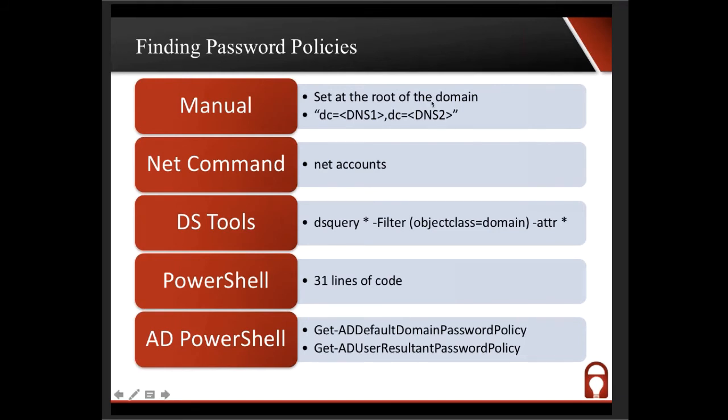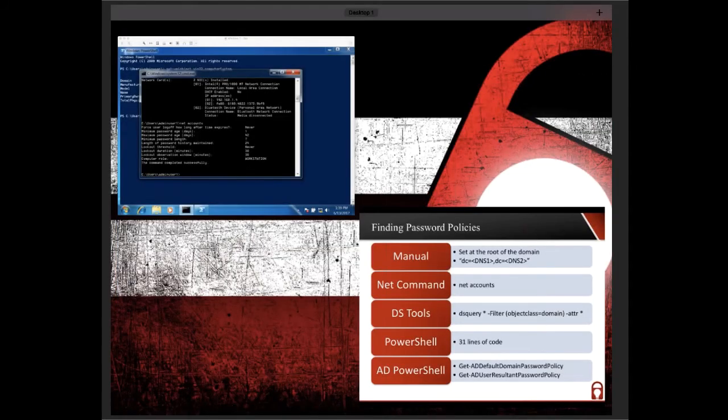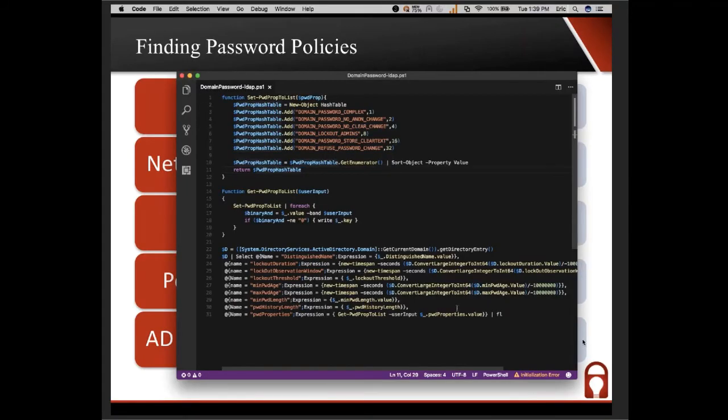The DS query will give you the same information as net accounts, but also requires some filtering. So it's also not as useful as net accounts. If we go to straight PowerShell, you're looking at about 31 lines of code. And that allows you to do the translation as well as see the information. I'm not going to type this out because it'll take a little bit too much time. But as you see, it will tell you things like if it's complex, et cetera, and it does all the translation for you instead of leaving it as values you can't use.